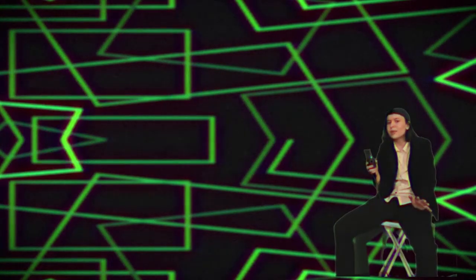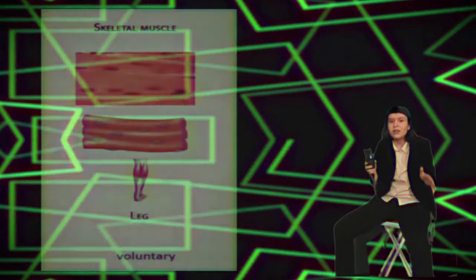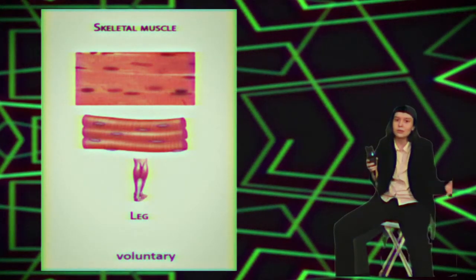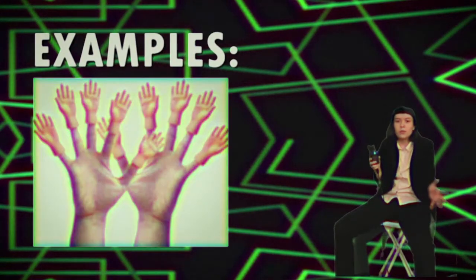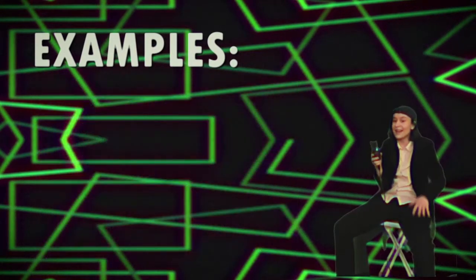A voluntary movement is something that's controlled consciously. Movements that are voluntary involve voluntary skeletal muscles. As you could assume, these muscles attach to the skeleton. Examples of this type of movement could be moving your hands, walking, running, and dancing.